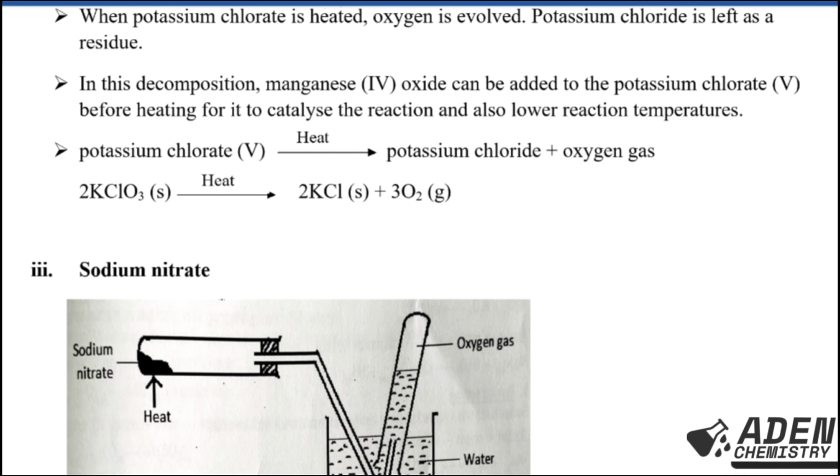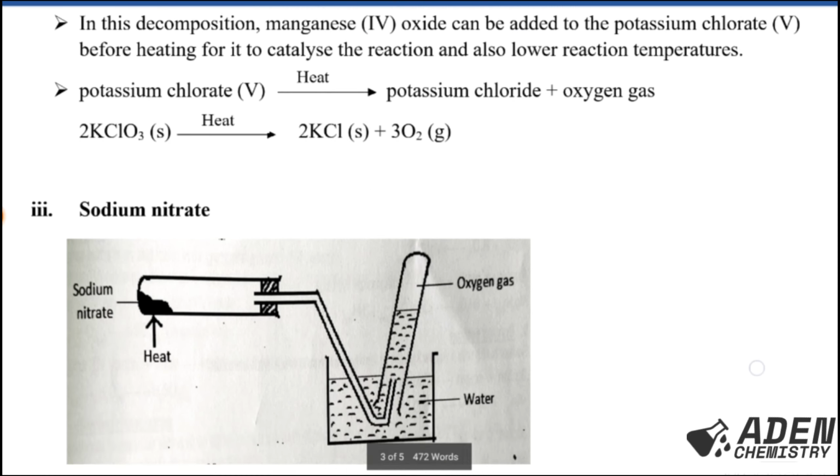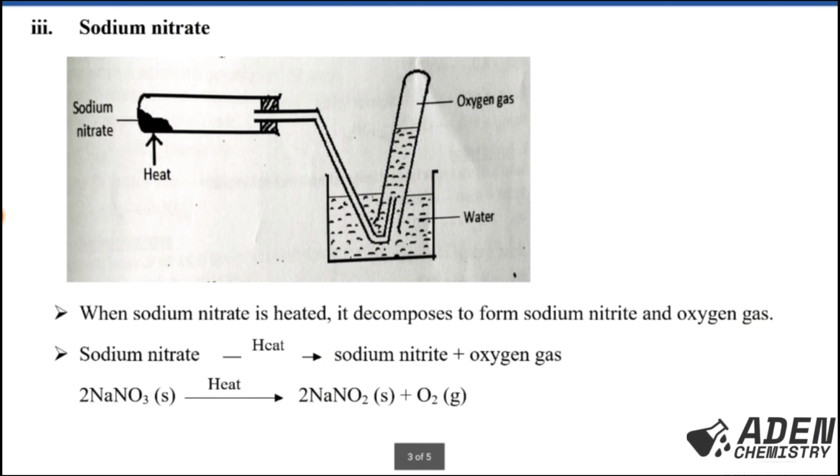So we proceed to the third, heating of sodium nitrate. So here we're having the same setup as that of heating potassium manganate 7 or potassium chlorate 5. They are going to have the same setup, and the oxygen is collected by the water method. And we are saying when sodium nitrate is heated, it decomposes to form sodium nitrite and oxygen gas. So sodium nitrate being heated, we are going to get sodium nitrite and also oxygen gas.